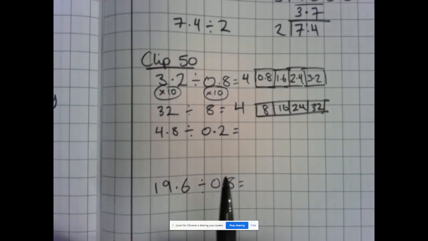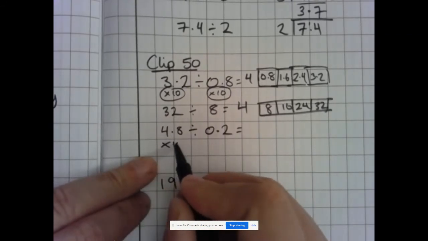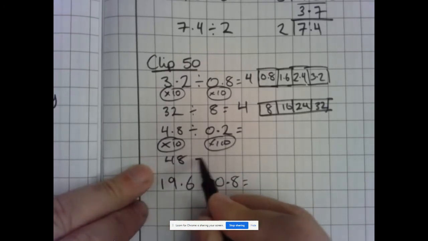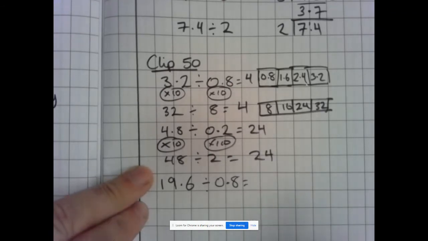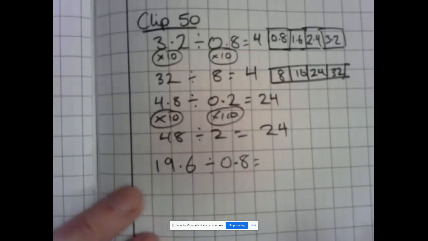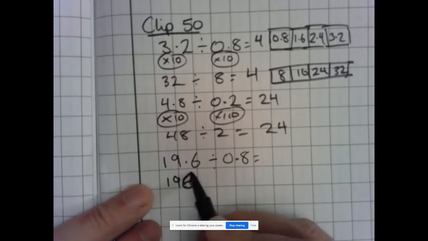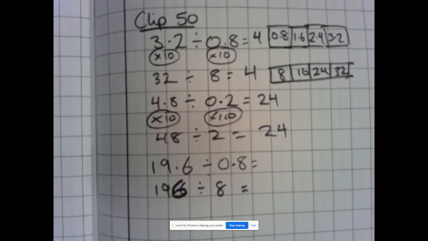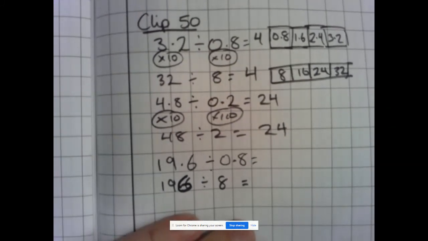Watch the clip that Mr. Hegarty does, that'll give you a real good idea about what to do. So here, this one's going to do the same thing. 48 divided by 2 here. It's 24. So my answer is 24. And finally, I would do, once again, multiply them both by 10, to get 196 divided by 8. Sometimes you may have to multiply both sides by 100, or even something like 1,000.